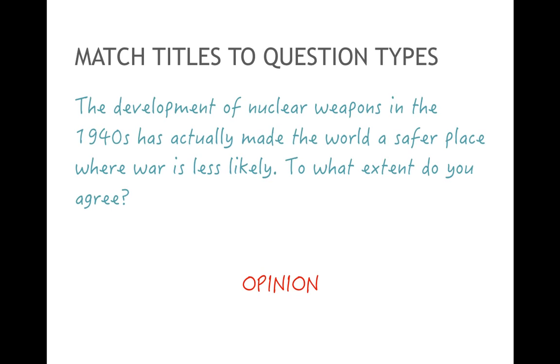You don't have to say, no, the world is not a safer place. By the way, it is a safer place. So you don't have to balance your opinions here. You can have a completely one-sided opinion. And especially when the question says, to what extent do you agree, you have to also mention the extent of your agreement. So you have to say, I strongly agree, or I strongly disagree, or I partially agree, for example.